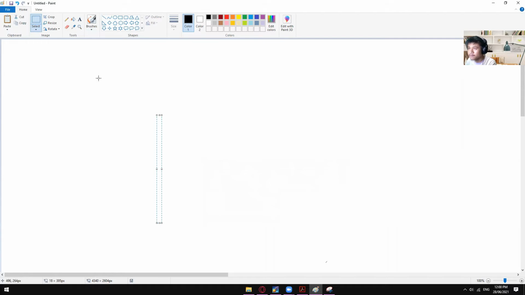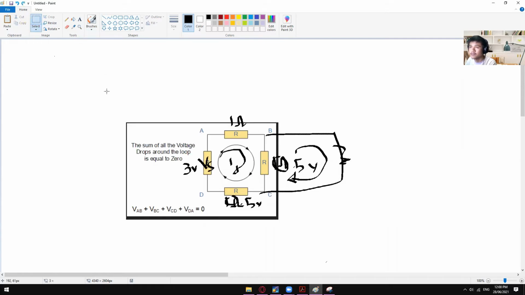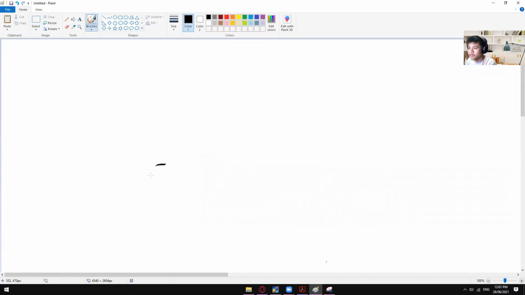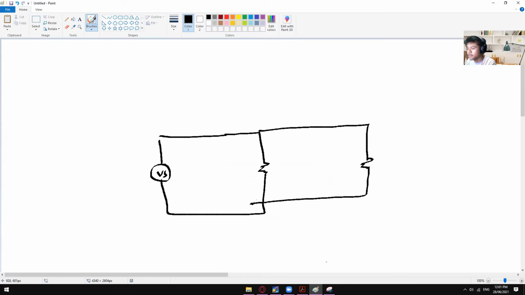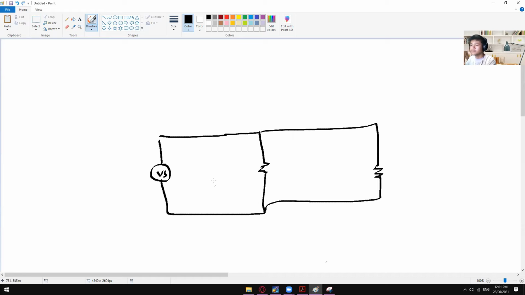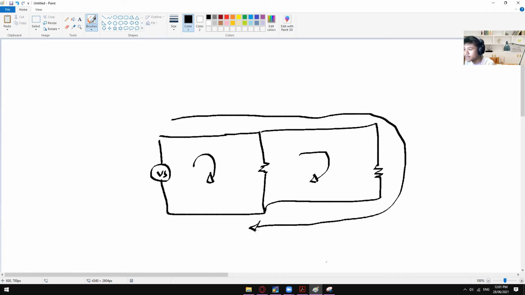So let's have this circuit right here. Let's say this is your voltage source. This is your resistor, and then another resistor right here. So just a typical parallel circuit. I did mention a while ago that this is your first loop, this is your second loop, but you can also have a loop on the outside. So that is also possible. All in all, we have three loops.